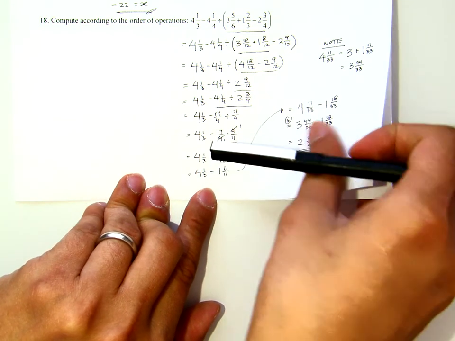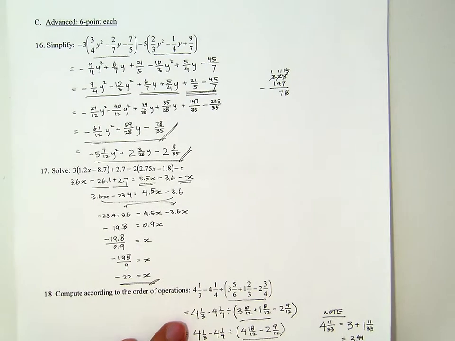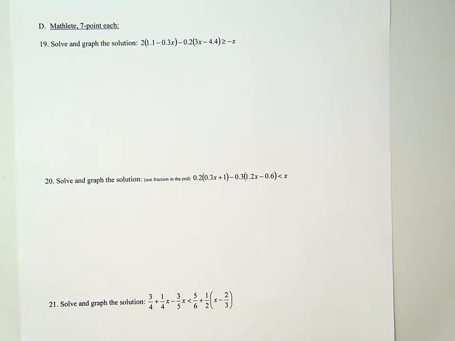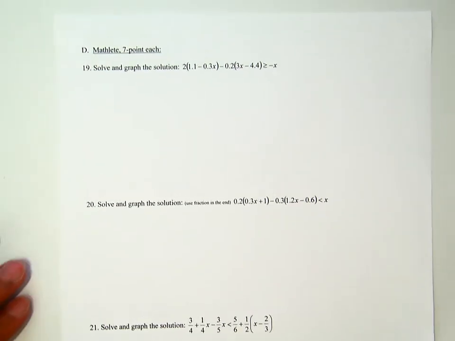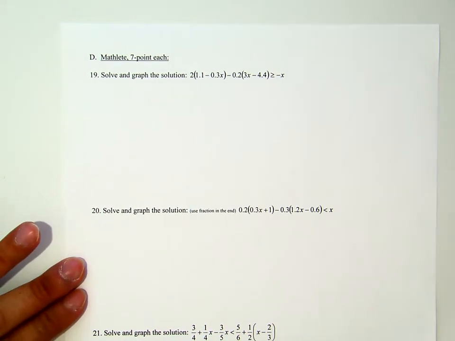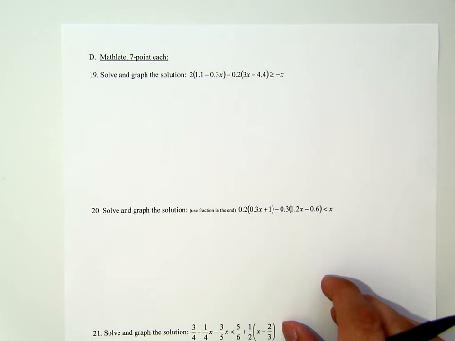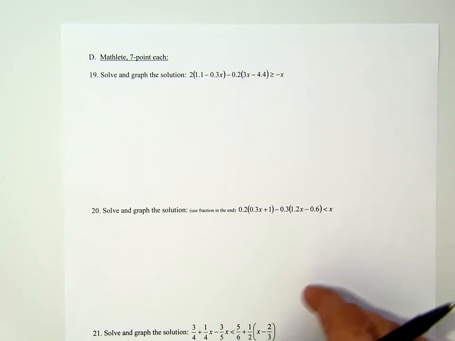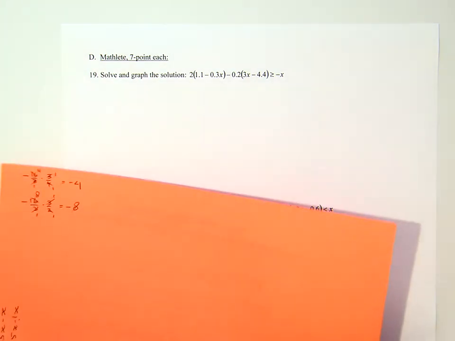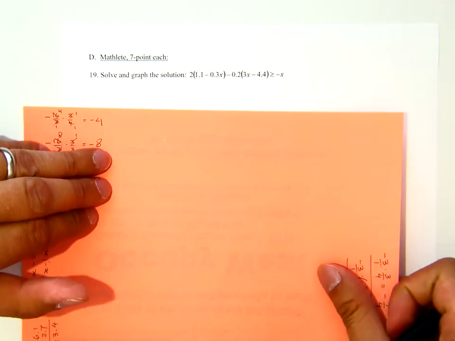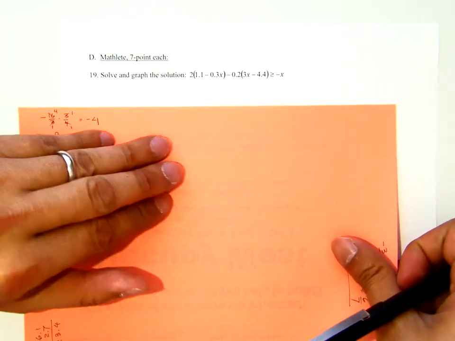Now let's see number 19. Number 19, we expect it to be hard. Okay, but even though it seems to be hard, I want you to be patient. It's not about how hard the question is. It's about what we need to do first.